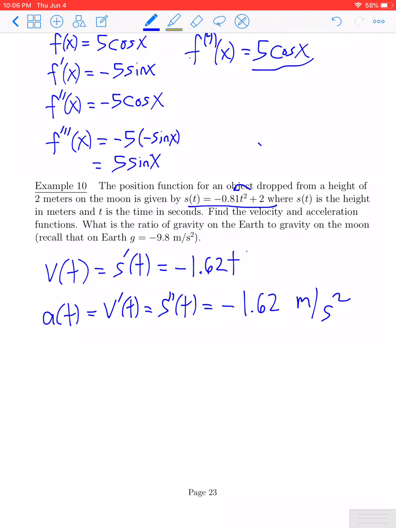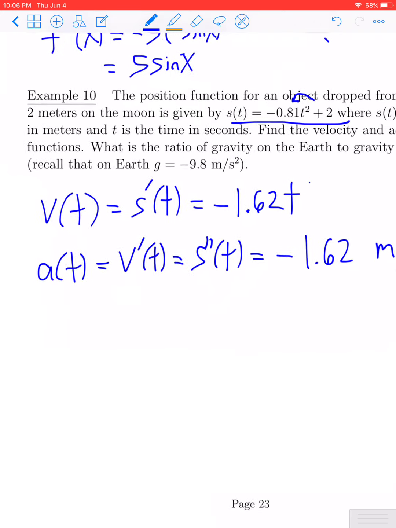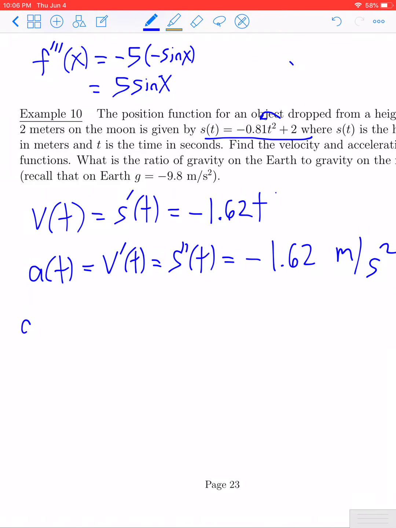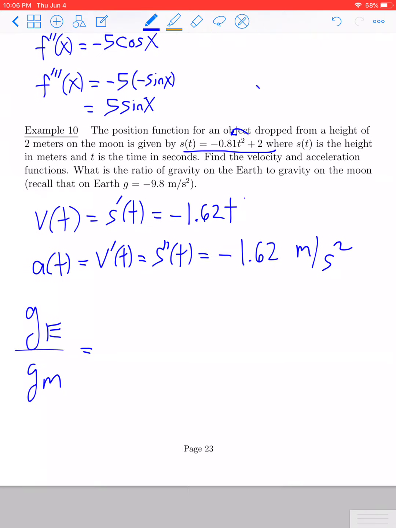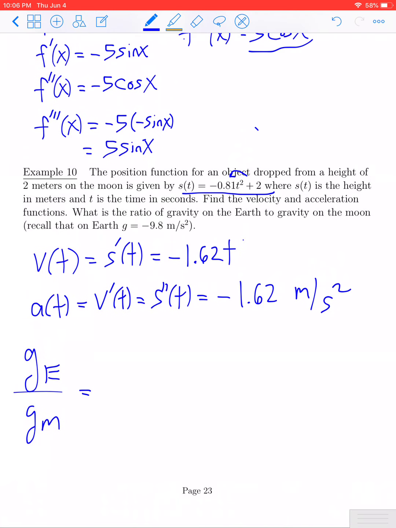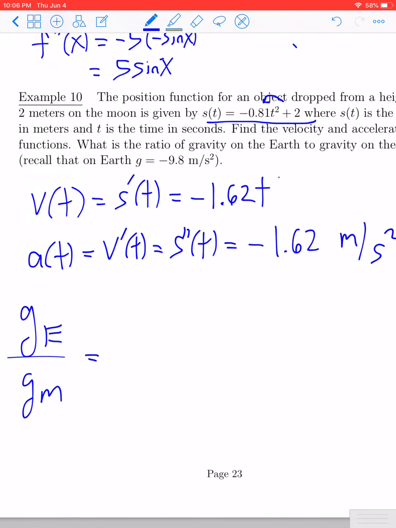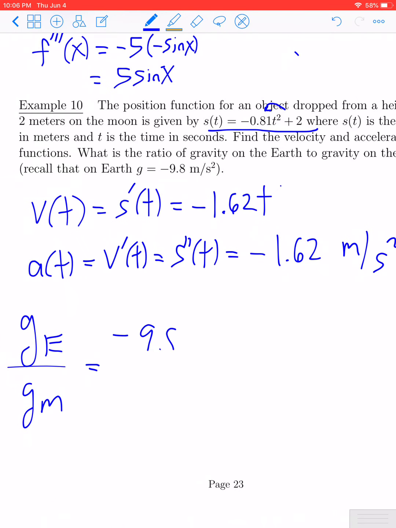The question asks, as a follow-up, what is the ratio of gravity on the Earth to gravity on the moon? So we want the ratio of g of Earth to g of the moon. If you're curious as to why there's the negative sign, anything that has mass on these planets will always act towards the center, so it'll always act in a downwards vertical fashion. G of Earth is negative 9.8 meters per second squared. Gravity on the moon, we said, was negative 1.62 meters per second squared.